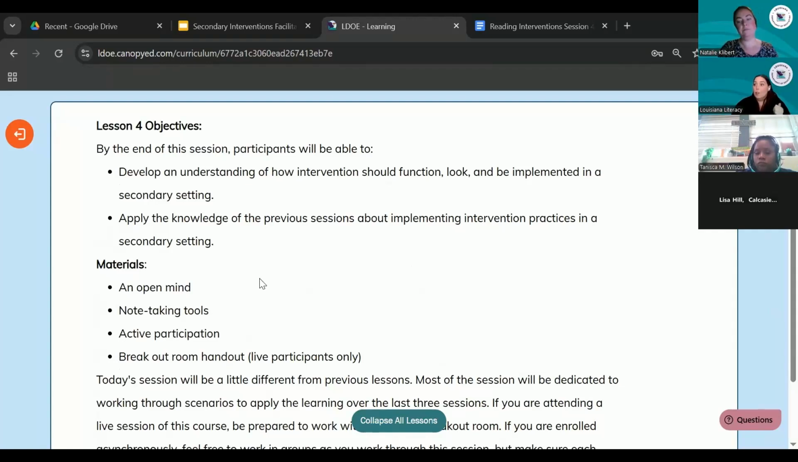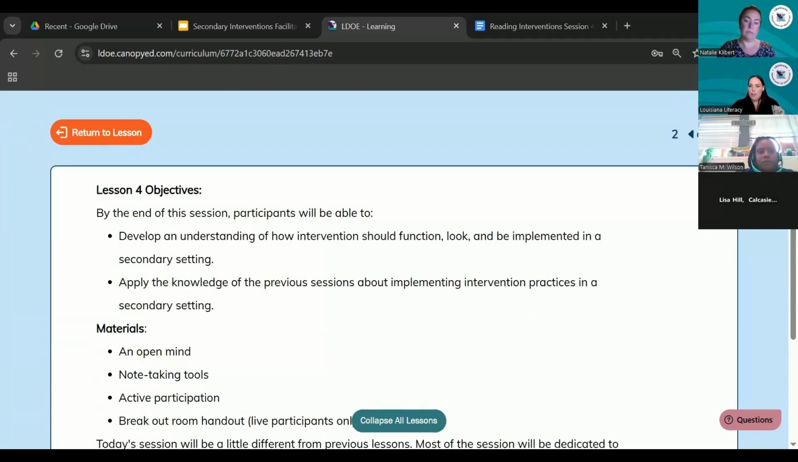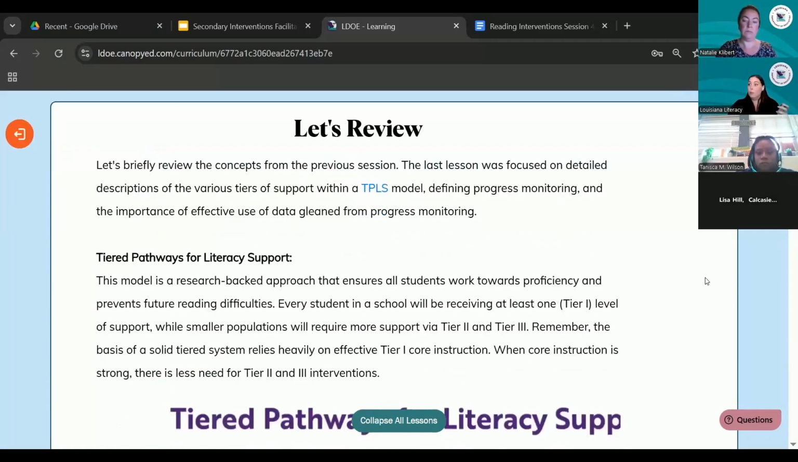I just ask today that you come with an open mind, you have some note-taking tools so you can refer back to them, and that you actively participate, especially when we're in those breakout rooms, because you're going to get a lot more out of the session when you're able to collaborate with some of your peers from across the state. So with all of that said, let's go ahead and actually jump into the review for today.